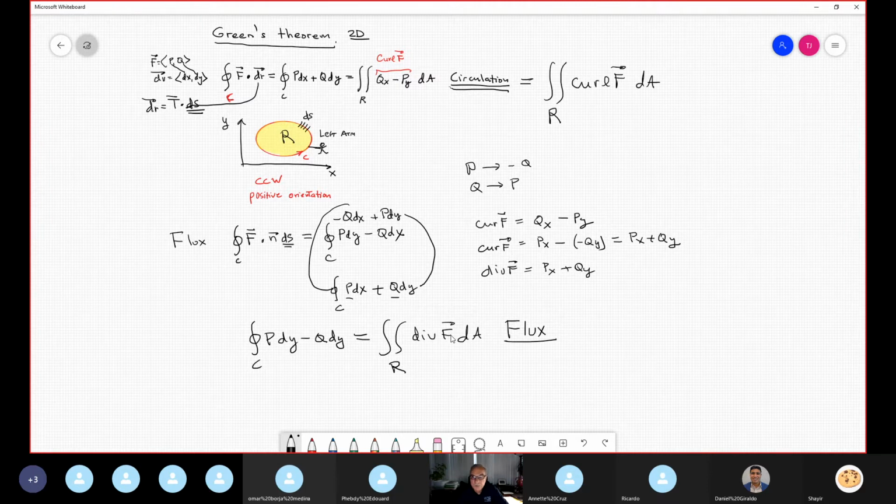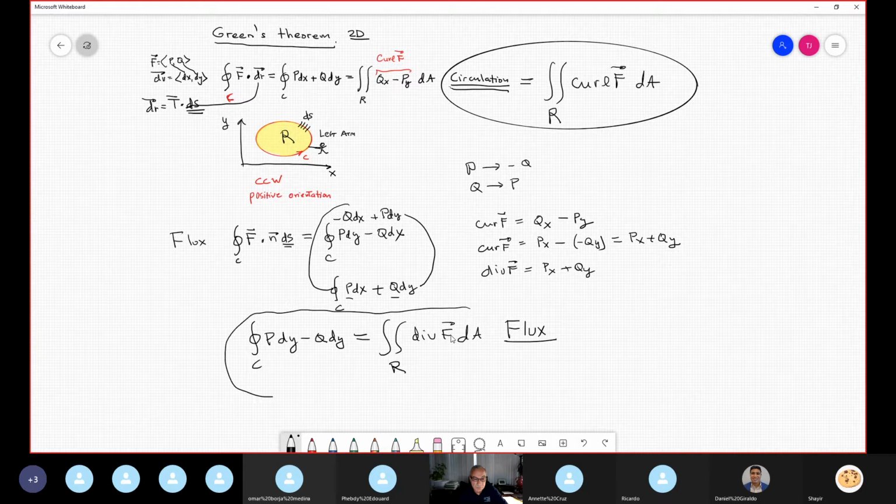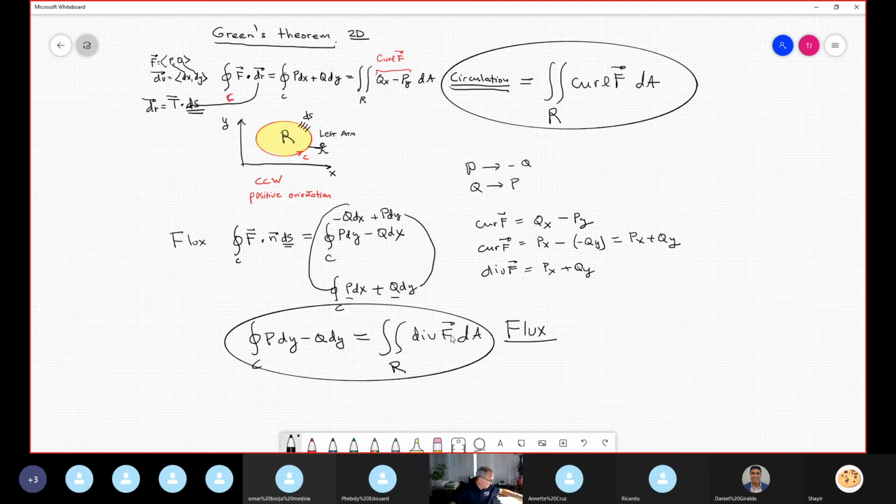Circulation, Green's theorem. Flux, integral, Green's theorem. So, conclusion: it's no big deal. The idea is clear. You have a formula, and this formula allows you to convert the problem into two different points of view. Either you use the line integral, or you use the double integral.